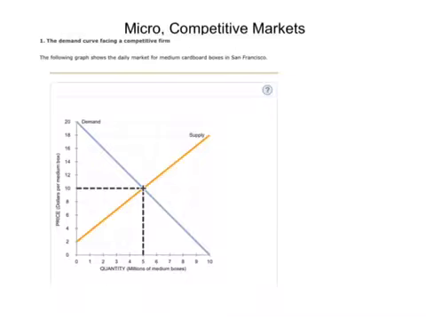Hey everybody, here we are back talking about the Aplia homework for micro competitive markets. It's chapter 13 or 14, I can't remember which right now. So I want to talk a little bit about what these curves mean.